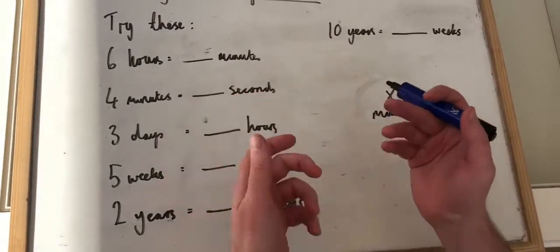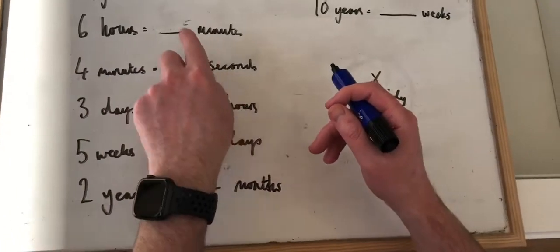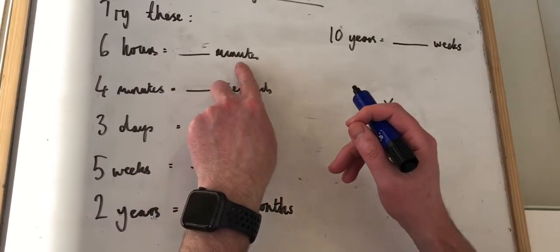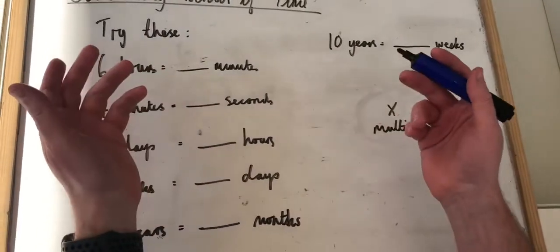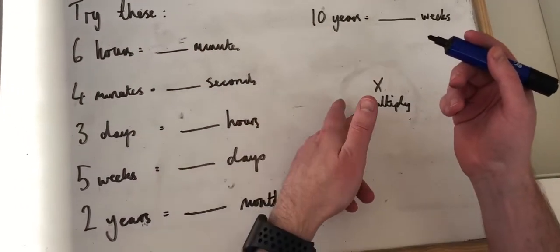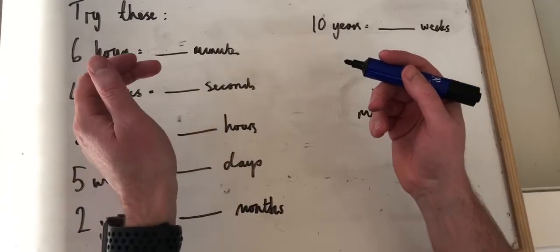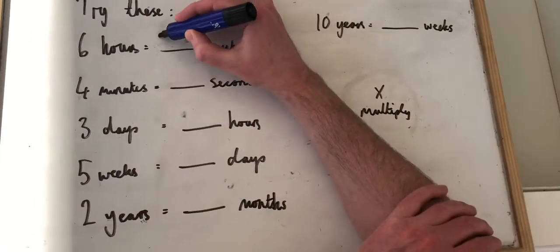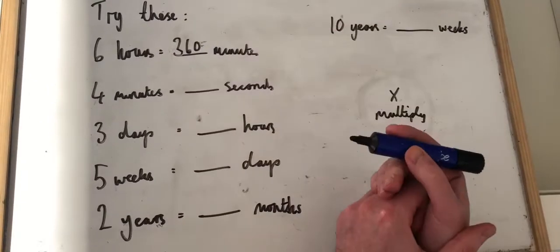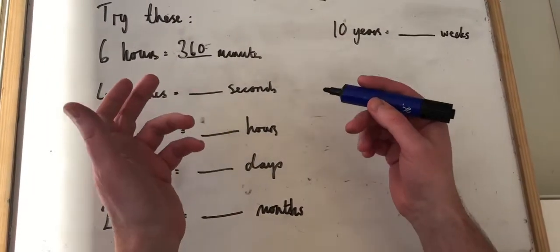So, first of all, what is the basic conversion between these different units? Between hours and minutes, how many minutes in an hour? 60 minutes. Brilliant. Now remember, if we're going from a larger unit to a smaller unit, we multiply. So there's 6 lots of 60. So 6 times 60 is 360. Brilliant, 360 minutes.